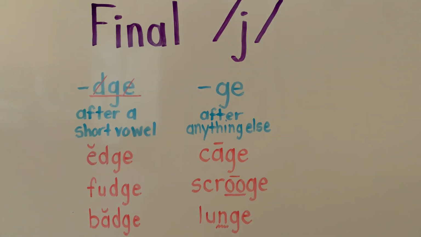So this rule is really helpful, and it's pretty simple because as long as you remember that if you hear a short vowel before the j sound, it's dge, and if you hear anything else before the j sound, it's spelled with ge. So in today's activities, you do have an activity sheet to practice this spelling rule. So go ahead and get out your practice page and practice spelling with dge and ge to make the final j sound.